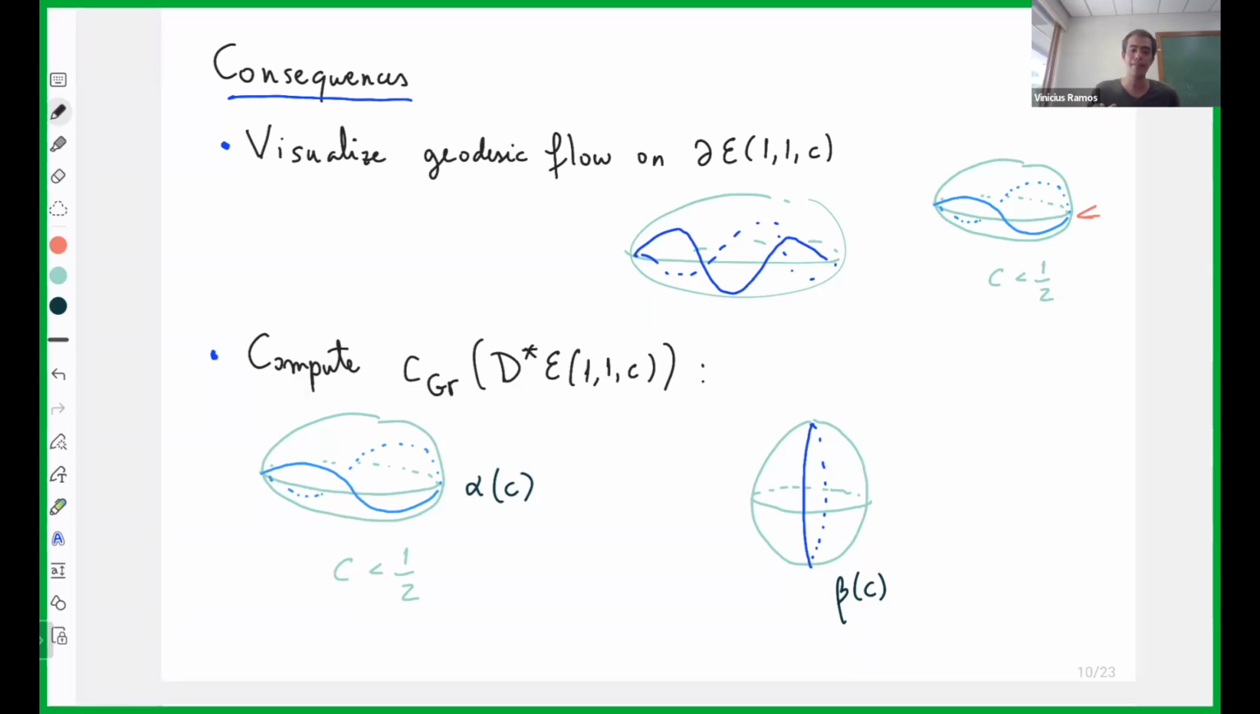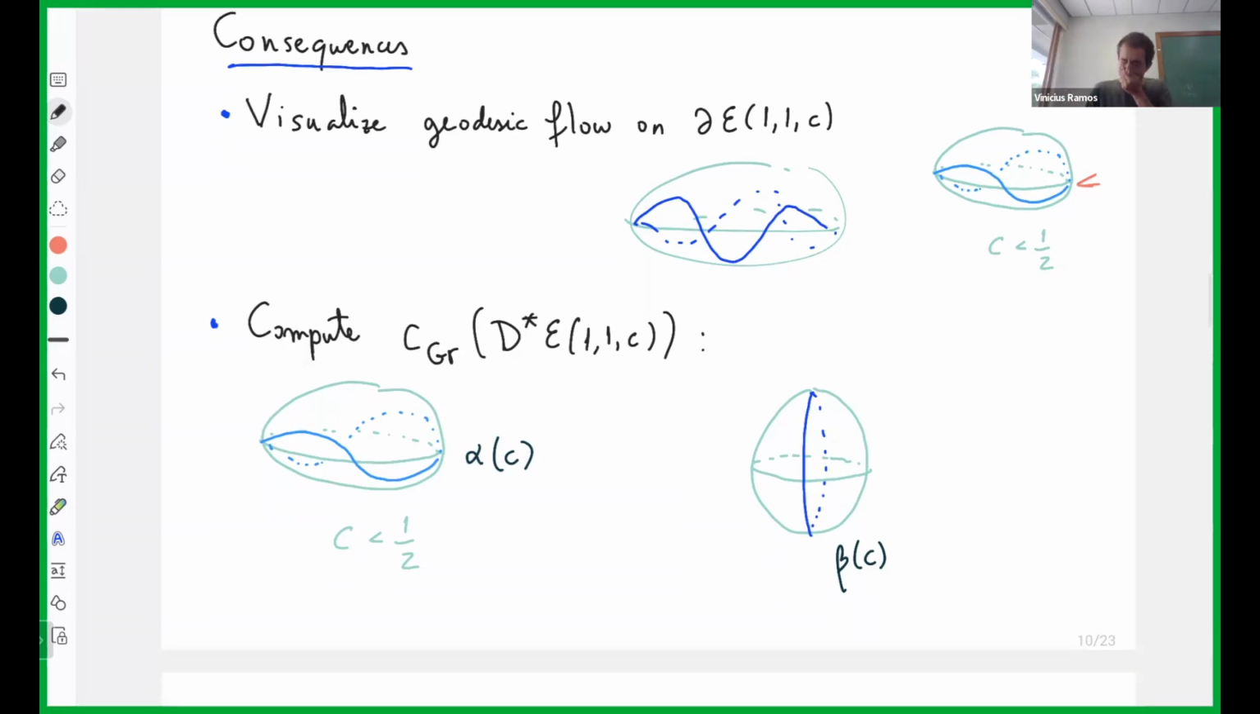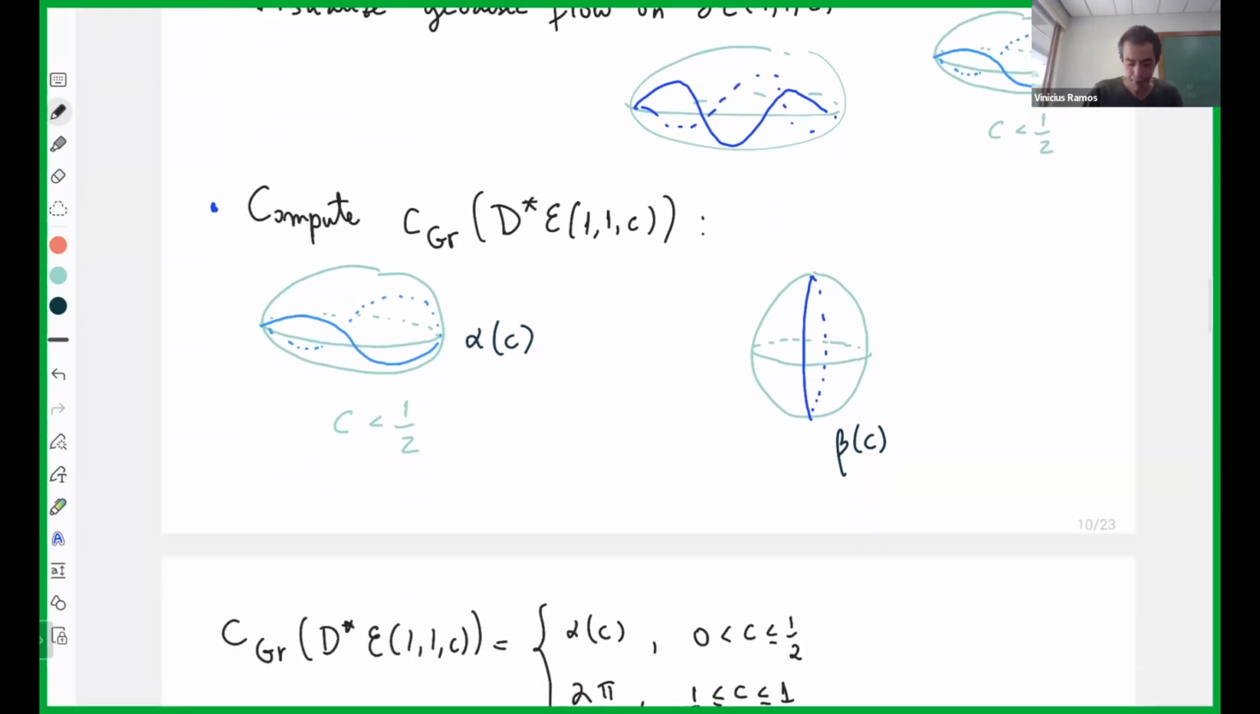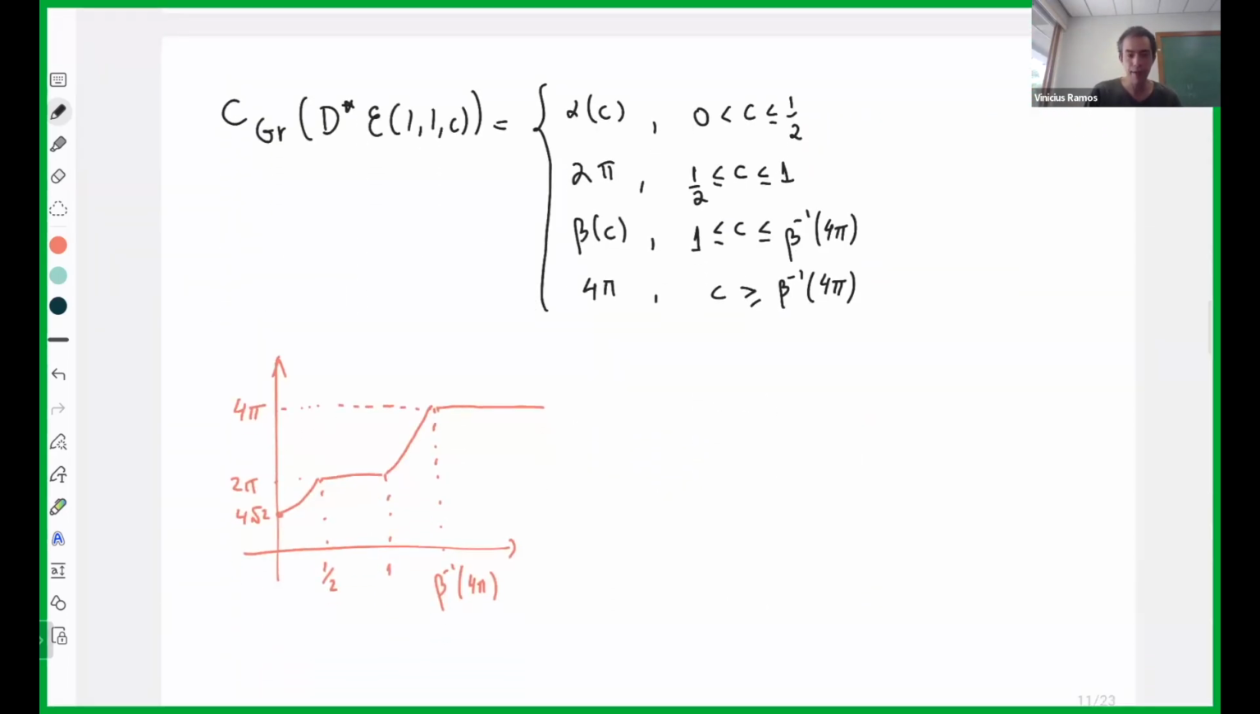They all have the same length. And if C is less than 1, then these meridians are less than 2 pi. And if C is greater than 1, then the meridians are greater than 2 pi. And of course, as C grows, beta grows. So beta is an increasing function in C, and it goes to infinity as C goes to infinity. Okay, so here's the formula. So the formula is the following.